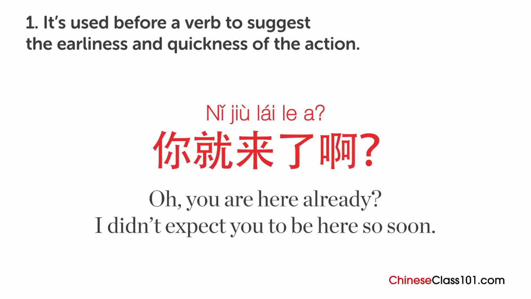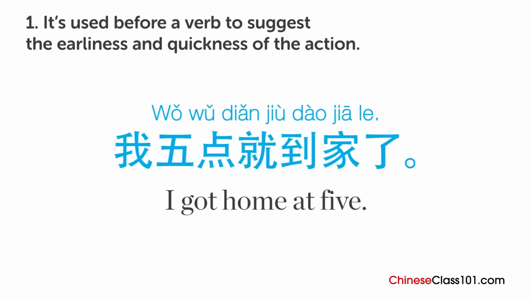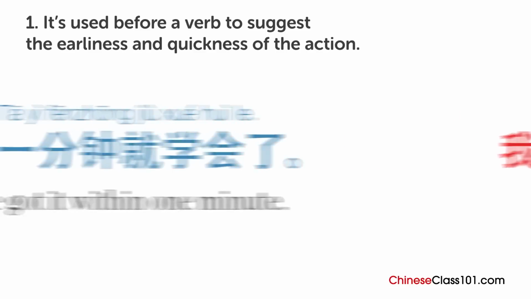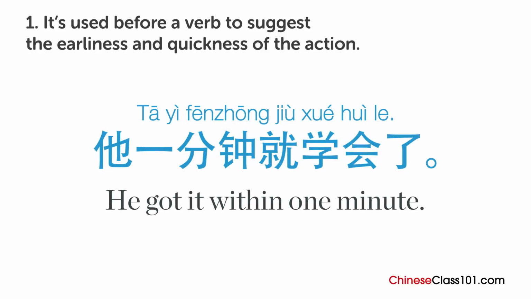For example, if someone says, 你就来了啊? The implied meaning is, oh, you're here already? I didn't expect you to be here so soon. 我5点就到家了. I got home at 5. Here it's implied that at 5 is considered early. 他1分钟就学会了. He got it within 1 minute.